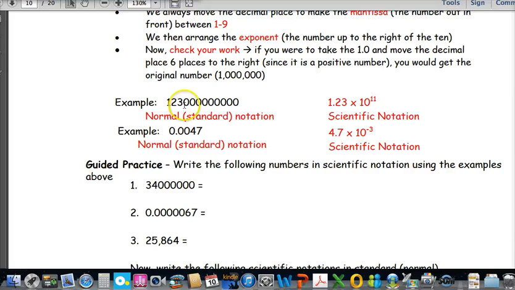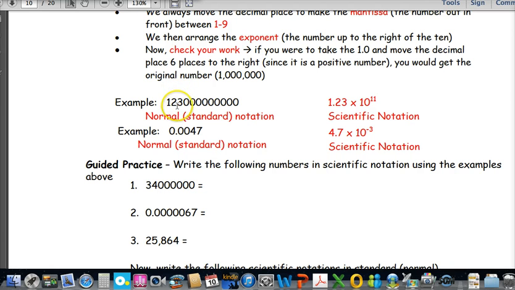So if you look at this number here, that's a very large number. That's normal notation. And here it is in scientific notation. Let's look at the 11. Well, obviously the decimal is here, so we go 1, 2, 3, 4, 5, 6, 7, 8, 9, 10, 11. So we have to move the decimal between the 1 and the 2 because remember the number, the mantissa, has to be between 1 and 9.